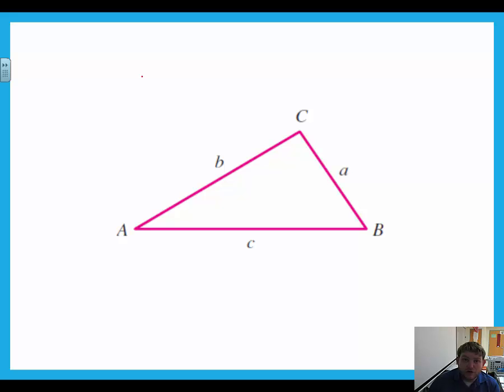From this point forward, whenever we label a triangle, we're going to label angles with capital letters, like capital A, capital B, and capital C. And we'll label the sides with lowercase letters. So capital A is opposite of lowercase a, capital B is opposite of lowercase b, and capital C is opposite of lowercase c. That's the standard we're going to stick to for this couple of sections.